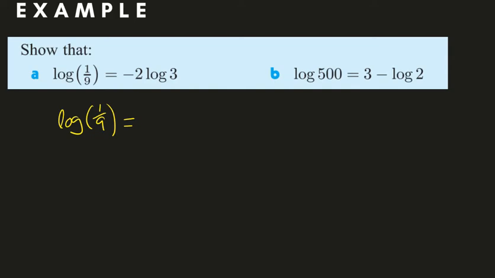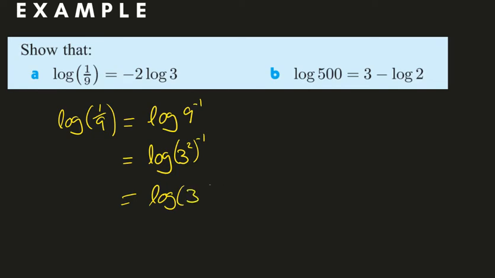So first of all, 1 over 9 is the same thing as log of 9 to the minus 1. We've dealt with the 1 over. And 9 is 3 squared. So I could actually say it's 3 squared to the power of minus 1. Maybe I've gone too much detail there. It's definitely going to be 3 to the minus 2, of course. And then that third law, well, I can bring the minus 2 down. Minus 2 log 3. And we're done. And we've shown that log of 1 over 9 is equal to minus 2 log 3.